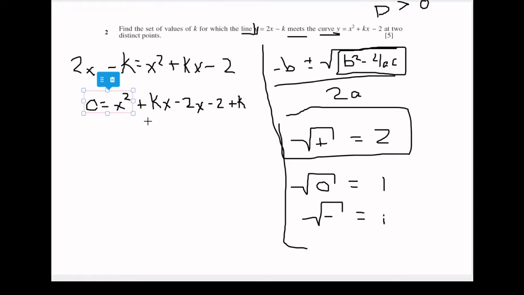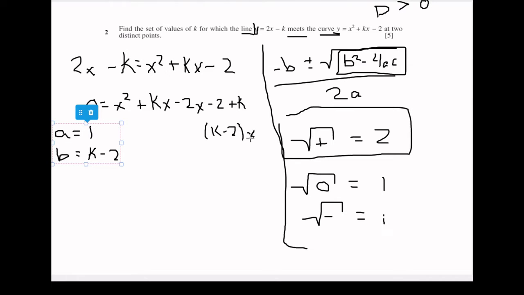Alright, so now that we have that, we're going to start plugging values into our discriminant formula, which is b squared minus 4ac. It works the same way as a quadratic formula, where a is going to be 1, because it's the number in front of x squared. B is a bit trickier, but it's going to be k minus 2, because another way of writing our kx minus 2x would be (k minus 2)x, if we just factored that out. Then c is going to be equal to negative 2 plus k.